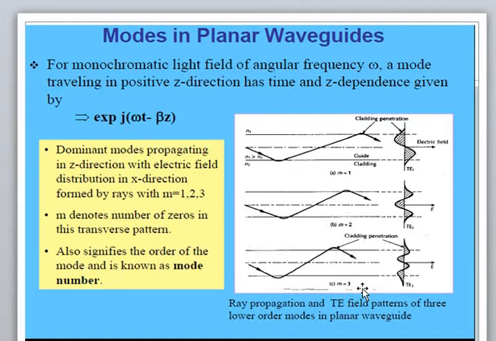The dominant modes are propagating in the z direction with the electric field. It forms the rays with the mode m is equal to 1, 2 and 3. What is mode? Mode denotes the number of zeros. It is crossing the zero pattern once, so m is equal to 1. Here it is crossing at 2, so it is 2. It is crossing 3 values, so here the mode value is 3. This is known as the order of the mode or mode number.